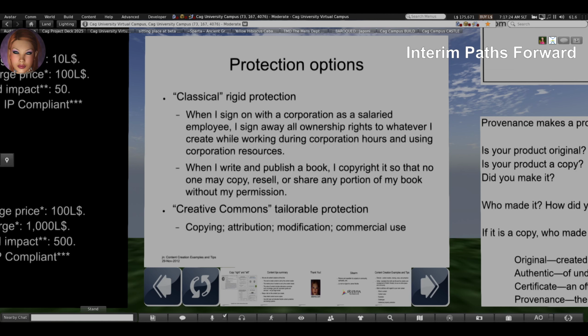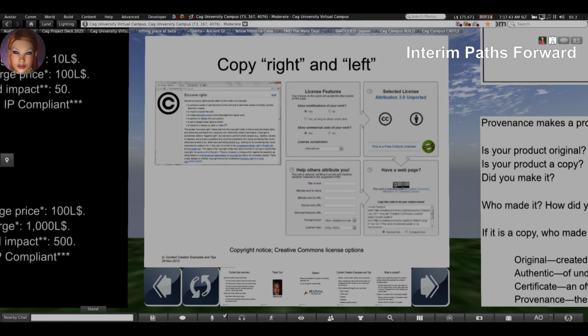Classical rigid protection is when you say everything is copyrighted, you can't do anything without my permission. Creative Commons flexible is where I say you can copy it as long as you say I got it from Sidearm, or you can copy it, but you're not allowed to resell it, or there's variations. There's all kinds of variations on that. So some people call that copyright, and some people call it copyleft. If you want more information, look up Creative Commons.